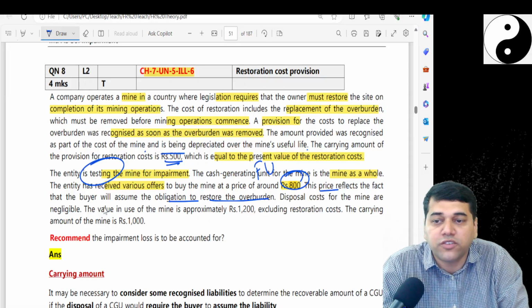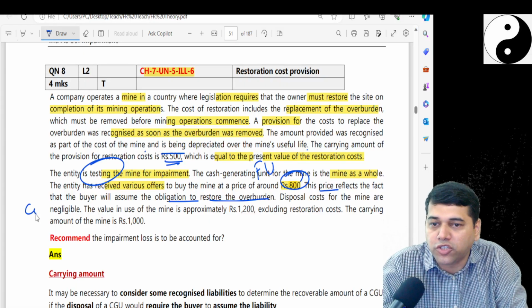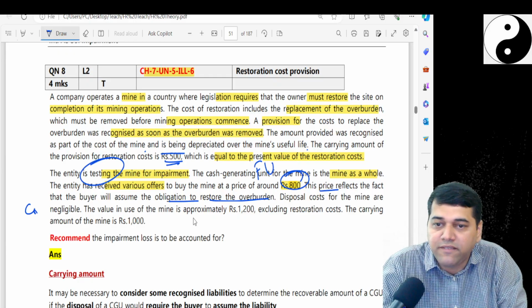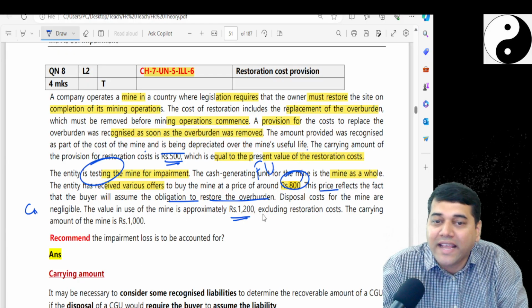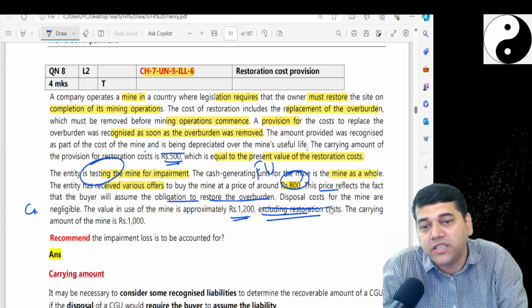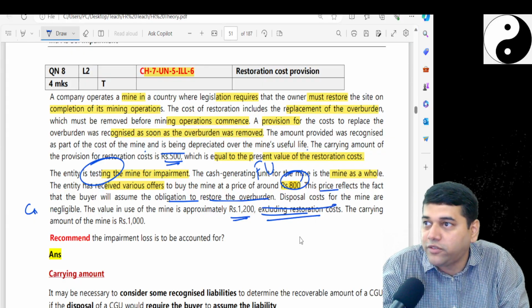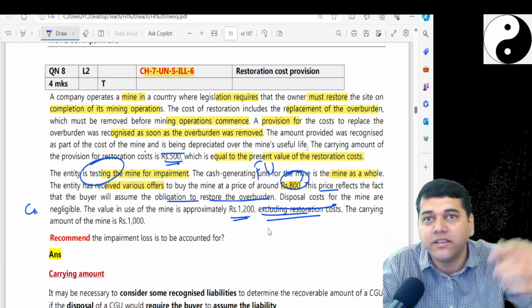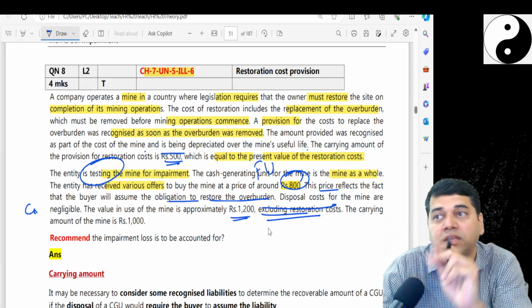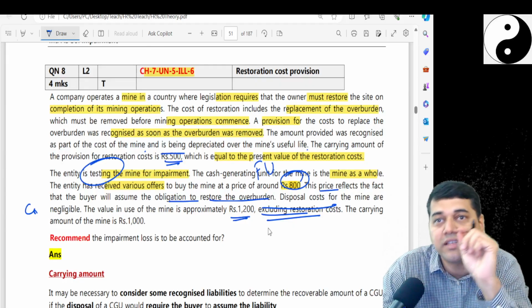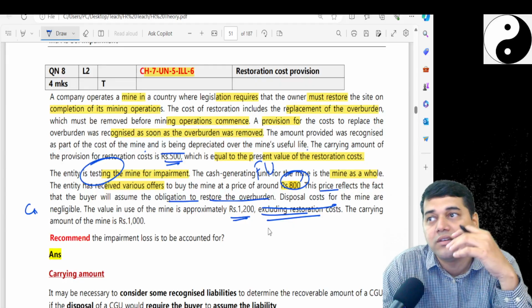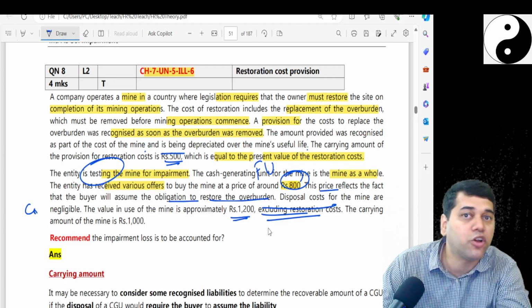Now the disposal costs of the mine are negligible. This is cost to sell, otherwise you would have deducted it. The value in use is 1200, excluding restoration cost. In examination they may not give you this. What will you assume? We will assume that it is generally excluded, because whenever you calculate restoration cost, you remember in Ind AS 16 only we came across that there are two types of valuation, gross valuation and net valuation.